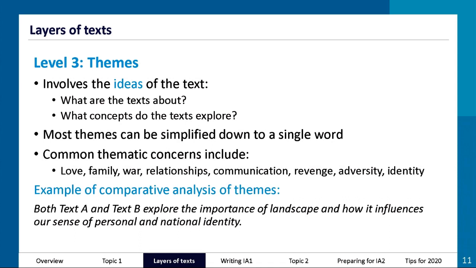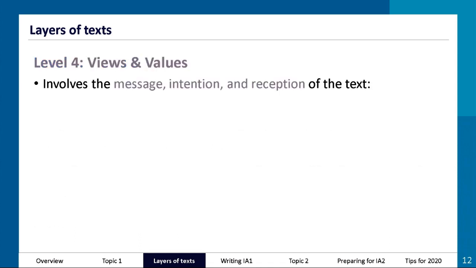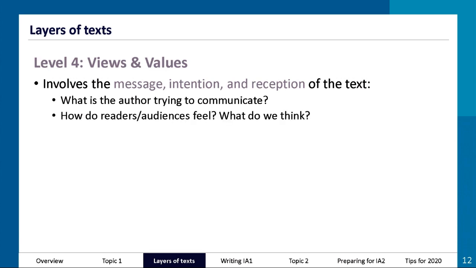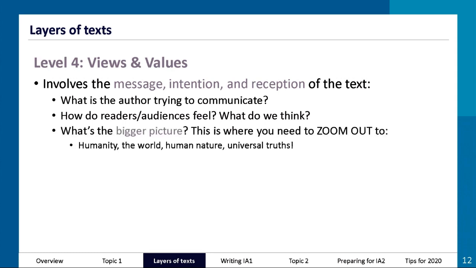Now, themes, the single-word focus of what the ideas are and what this is all about, differs from views and values, which are the messages, intentions, and receptions of text. So what's the author trying to communicate? How do the readers or the audience feel? What are we made to think? How are we positioned? And what is the bigger picture?